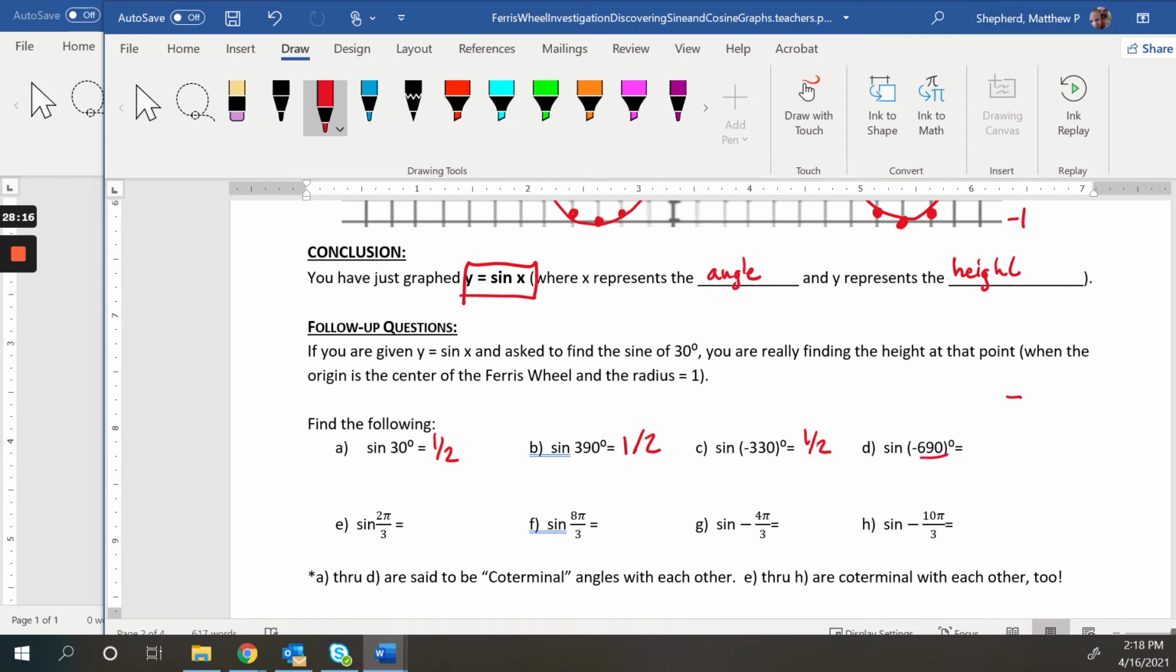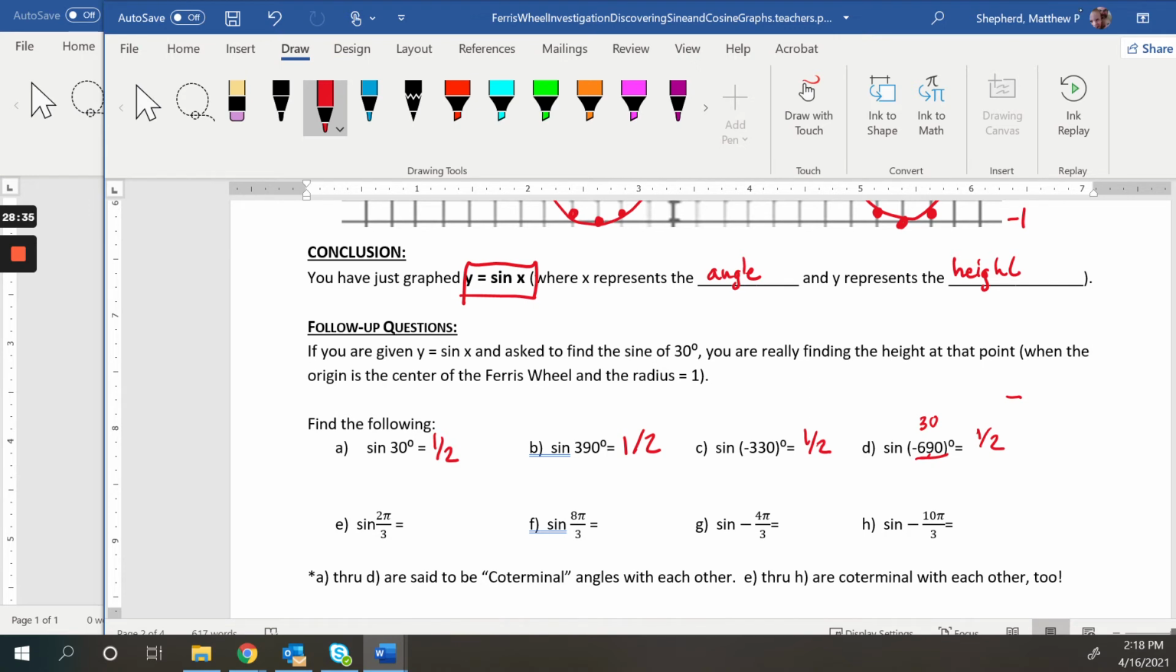And even for this negative 690, we can just keep adding 360. And as we keep adding 360 to negative 690, guess what you get? You get that it's the same as 30 degrees. So that's at a half.